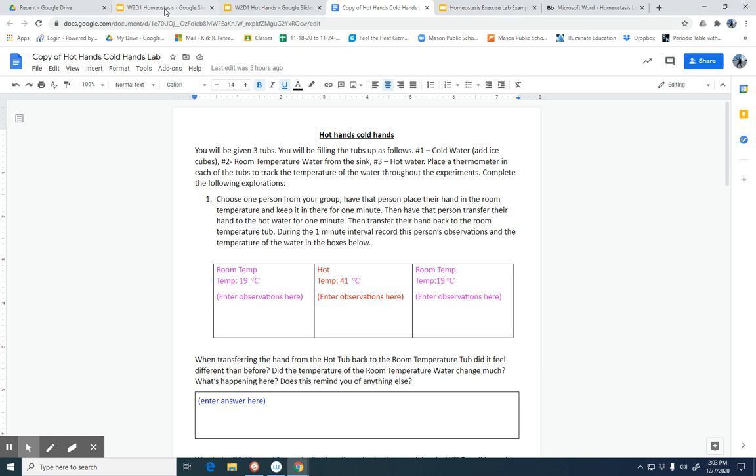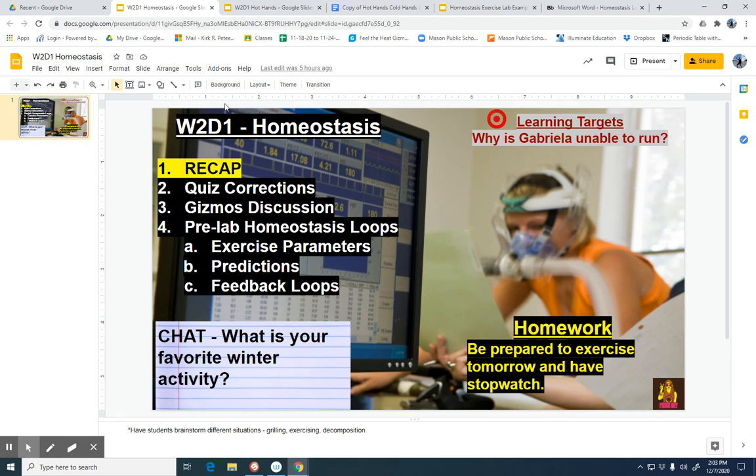Moving on to biology. In biology, we also talked about our quiz corrections. Again, in biology, they are due also tomorrow by 7:30 in the morning, your corrections on your quiz from Friday. We briefly discussed the Gizmos lab. Some students have not completed this yet. Please get this done so we can utilize it for understanding how temperature works and how negative feedback loops work in terms of temperature. Today, we primarily prepared for our homeostasis exercise lab.